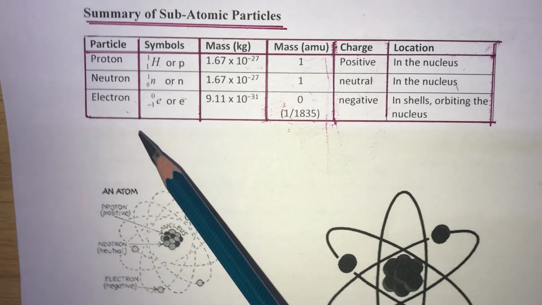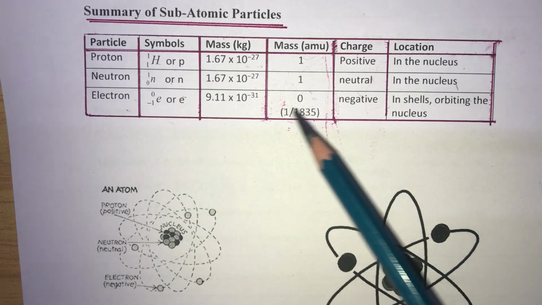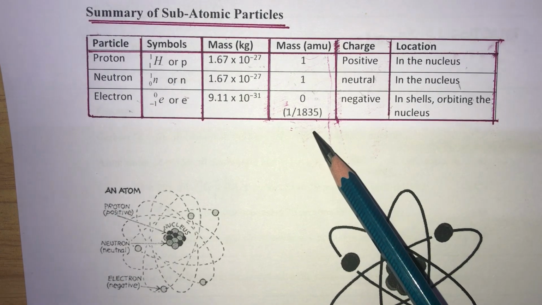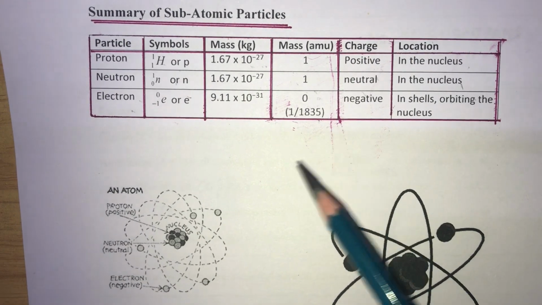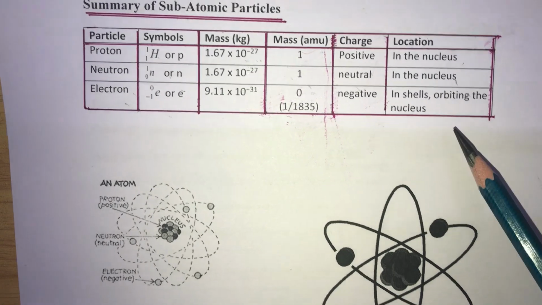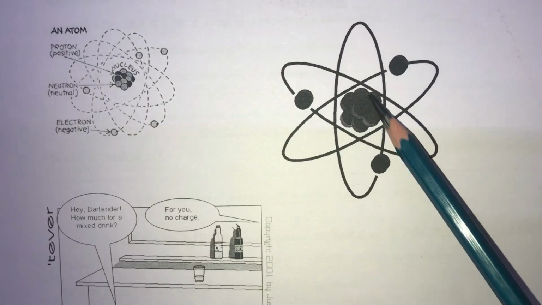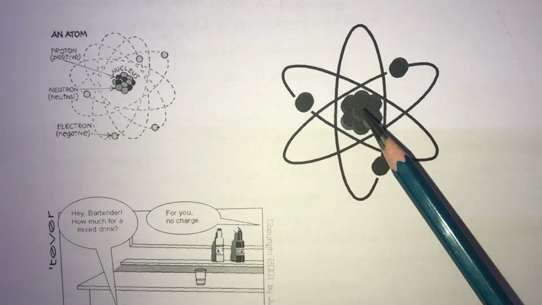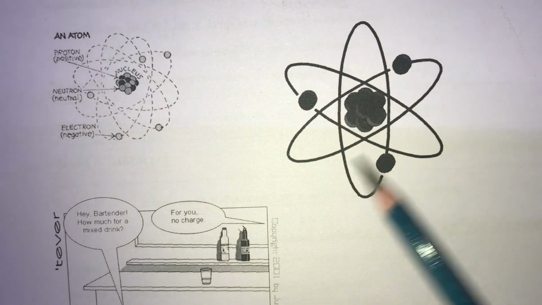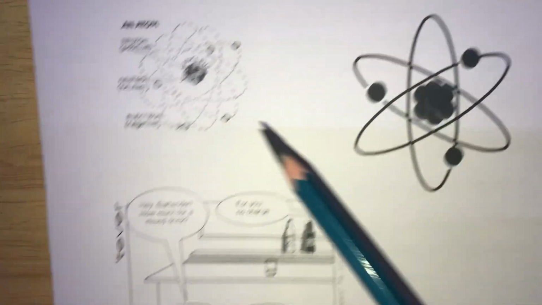The next one is the electron. Electron: atomic number -1, mass number 0. The comparative mass is 1 part in 1835 parts by mass. Its charge is negative. It is present in the shells orbiting the nucleus. Here is the nucleus, where protons and neutrons are present, around which electrons are circulating in a path. The three-dimensional representation is given.